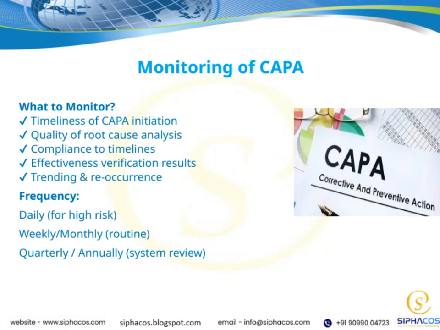Now, regarding how often we should monitor, it varies depending on the risk level. For high-risk areas, monitoring should be done daily to catch and address issues quickly. For routine processes, weekly or monthly checks are usually sufficient. And for system-wide reviews or less critical areas, quarterly or even annual reviews help ensure everything stays on track. By keeping a close eye on these aspects, we can ensure our CAPA process is effective, timely, and ultimately helps us improve quality and compliance across the board.